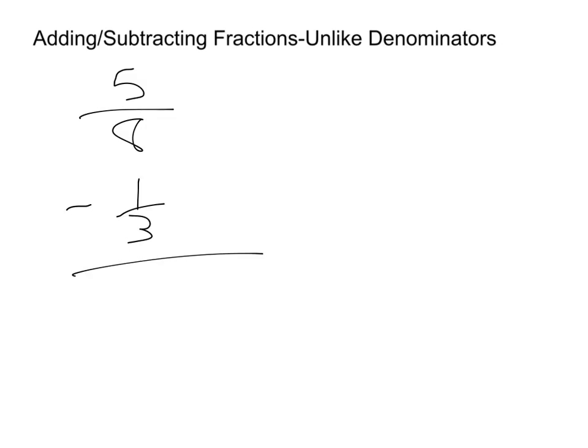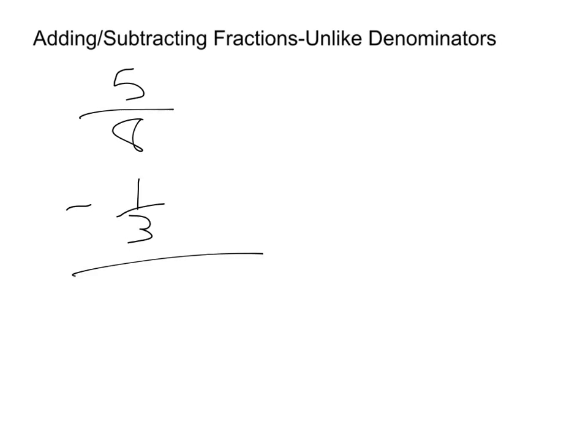So we know the first rule to adding and subtracting fractions is you always have to look to make sure you have denominators that are alike. And in this case, they're not. They're unlike denominators. We have an 8 and a 3. So what I'm going to do is find the least common multiple between 3 and 8. So I'm going to start down bottom.